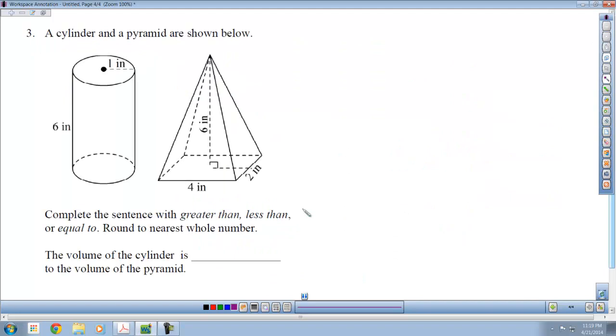Number 3. A cylinder and a pyramid are shown, and they want us to figure out volumes and decide which one has the greater volume. So this is really a two-part problem. On one problem, I need to find the volume of the cylinder, and on the other part of the problem, I need to find the volume of, what is this shape? This is a pyramid. Okay, so let's jump up one at a time.